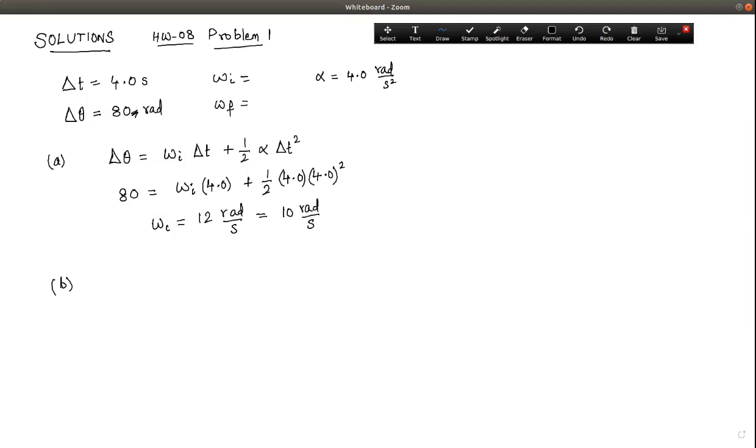Part B, we try to calculate omega final. It's exactly a similar equation, which does not have omega initial this time. It's omega final delta t minus half alpha delta t squared. That's all the difference. Most of the things remain the same. It's 4.0 except for the sign.